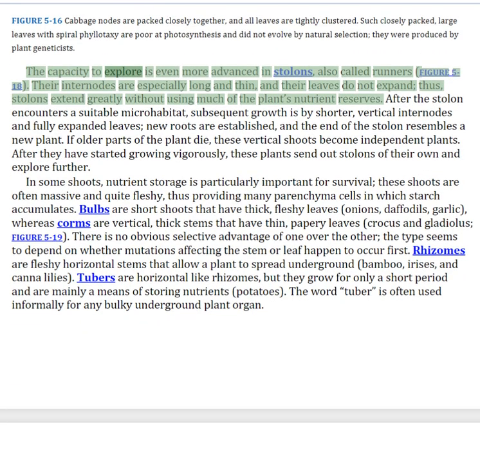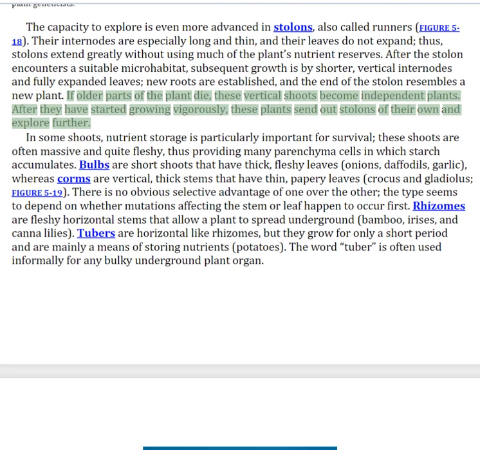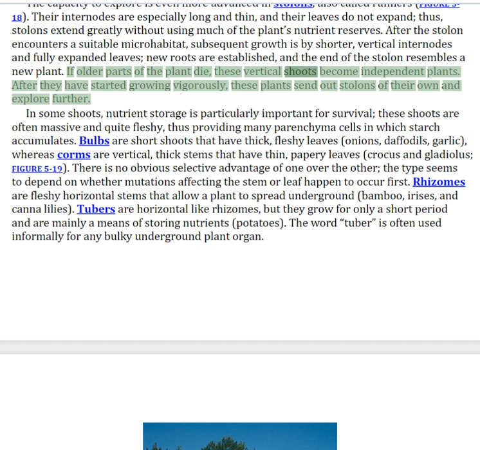The capacity to explore is even more advanced in stolons, also called runners. Their internodes are especially long and thin, and their leaves do not expand. Thus, stolons extend greatly without using much of the plant's nutrient reserves. After the stolon encounters a suitable microhabitat, subsequent growth is by shorter, vertical internodes and fully expanded leaves. New roots are established, and the end of the stolon resembles a new plant. If older parts of the plant die, these vertical shoots become independent plants. After they have started growing vigorously, these plants send out stolons of their own and explore further.